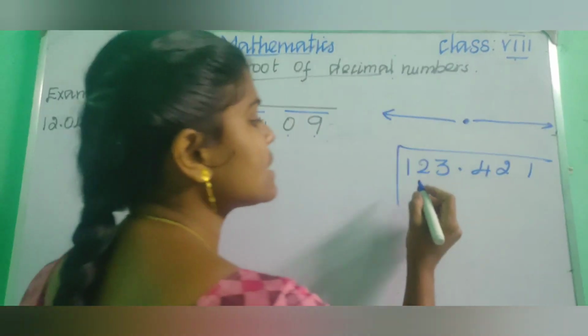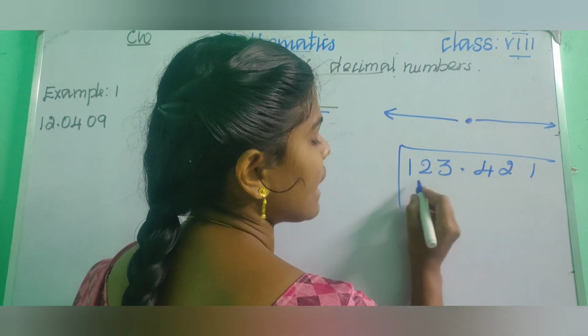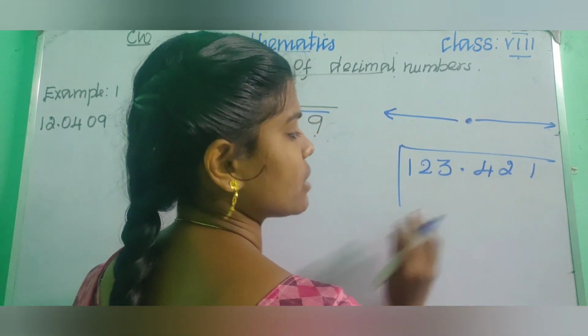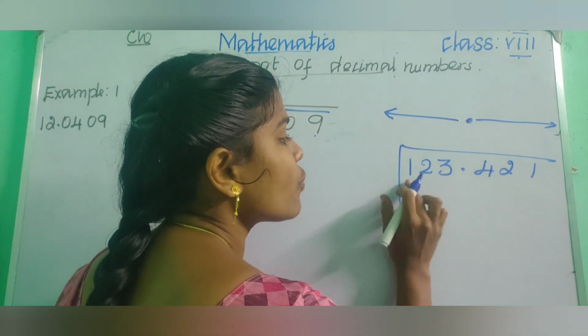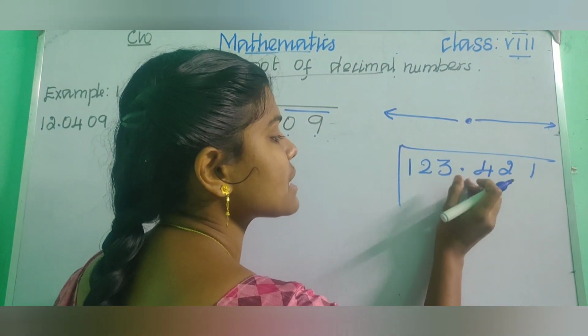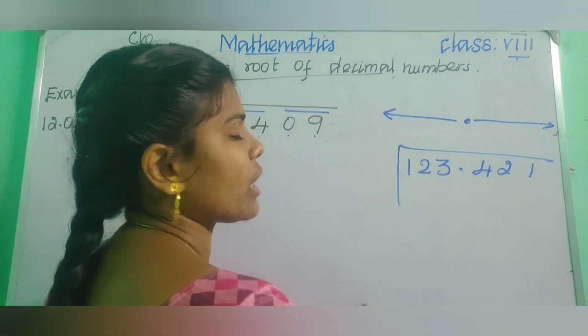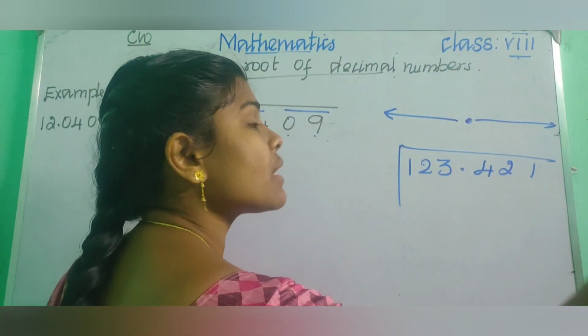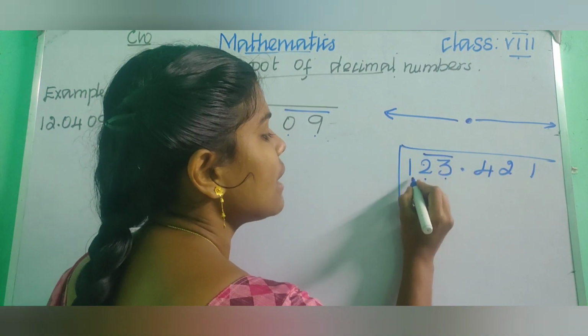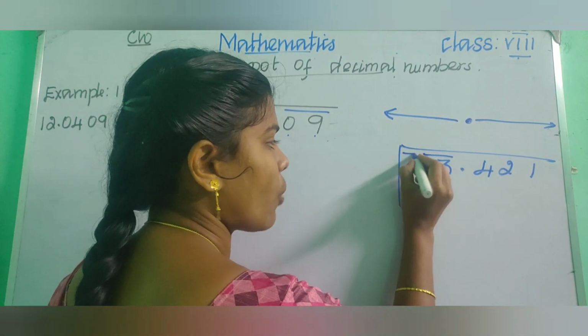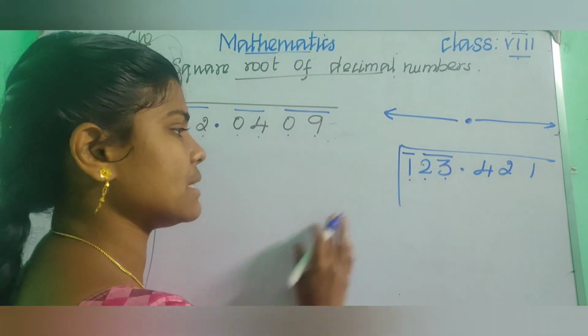See, we have the digits 123.421. Now let us insert the bar. First, for the numbers before the decimal point, we need to start counting from right to left. Now count 1, 2. Now we can insert the bar, and at the last we have only 1. Now we can place the bar.